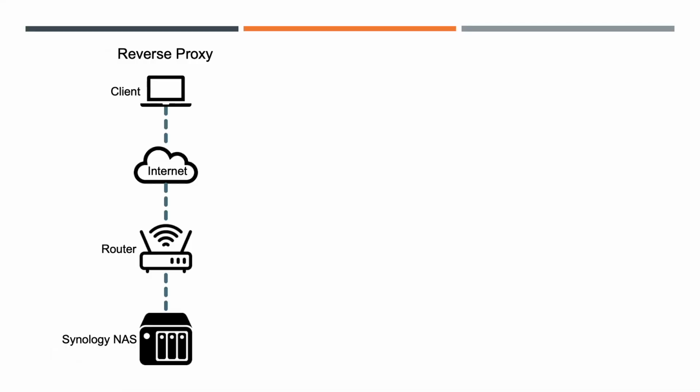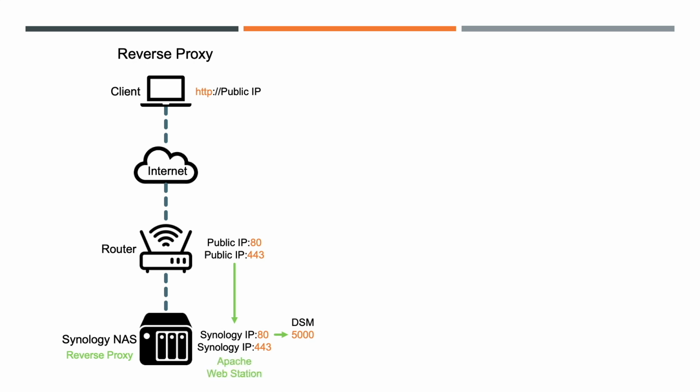To use a Synology NAS as a reverse proxy, you would first need to expose ports 80 and 443 on your router to the internet and set up port forwarding to the corresponding ports on your Synology NAS. Then configure the reverse proxy on your NAS to access internal services like DSM. If you want to set up HTTP to HTTPS redirect, you could use a combination of Apache and WebStation to configure the redirect, so clients automatically use HTTPS when connecting to DSM.